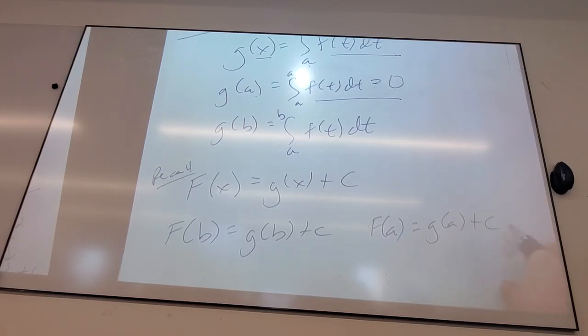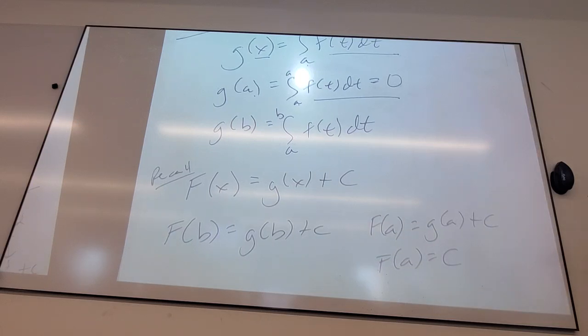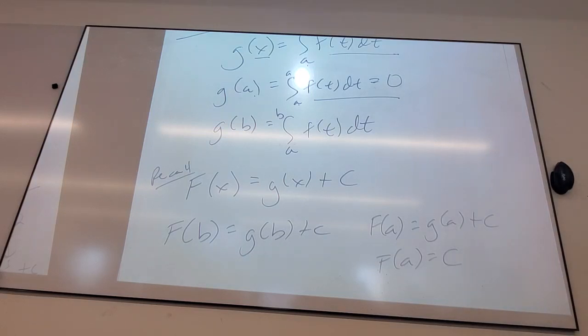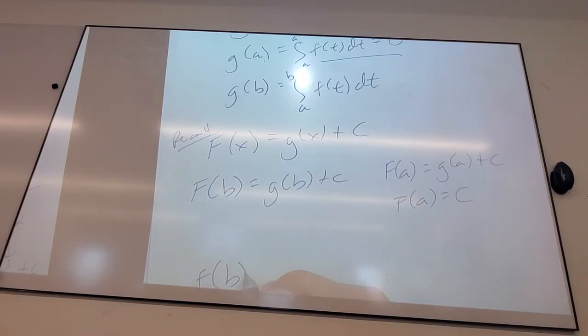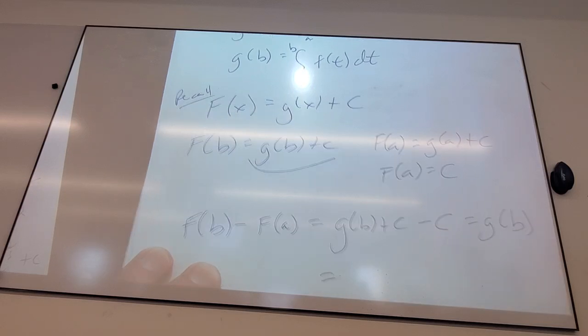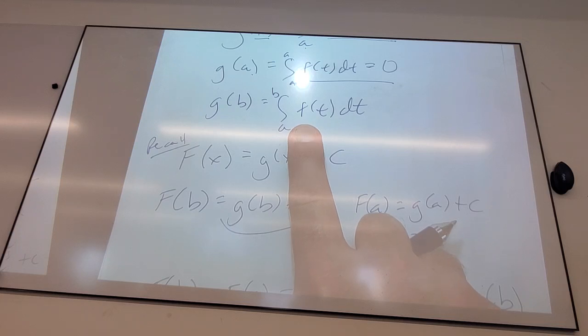What's big F of A? And what was G of A? 0. So big F of A is C, yes? So what is big F of B minus big F of A? Well, what's big F of B? It's this business. And what's big F of A? C. So what do you get? G of B. And what was G of B? Yes?